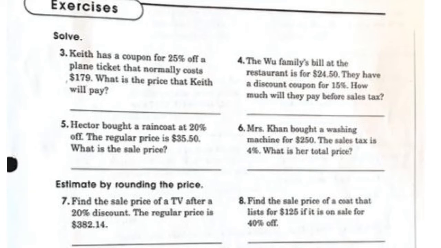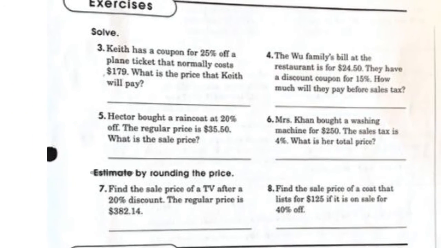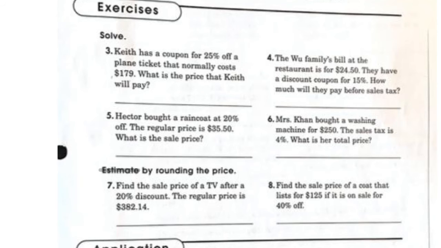All right, we have 8 problems in the exercises. Hint, right here it says estimate. I don't want exact answers. So I'm going to give myself a little room off to the side for number 3. And I'm going to give you number 3 and number 7. Then you have to do the other problems. So it says Keith has a coupon for 25% off a plane ticket that normally costs $179. What is the price that Keith will pay?